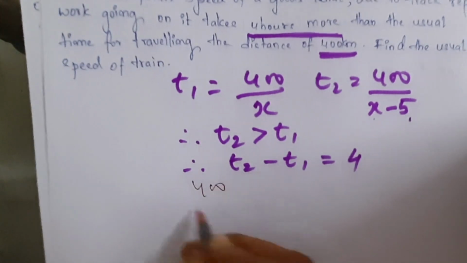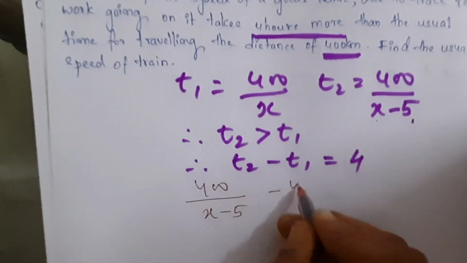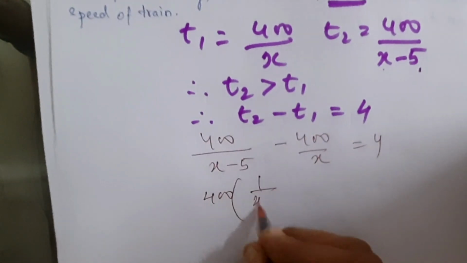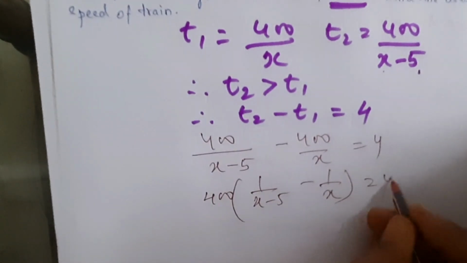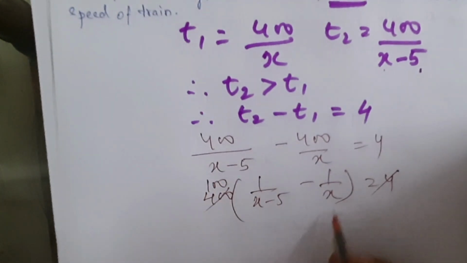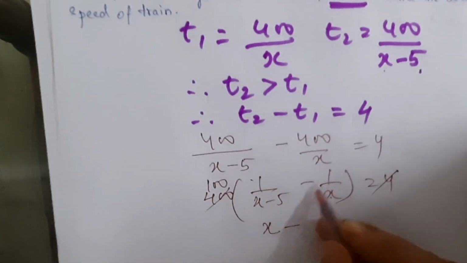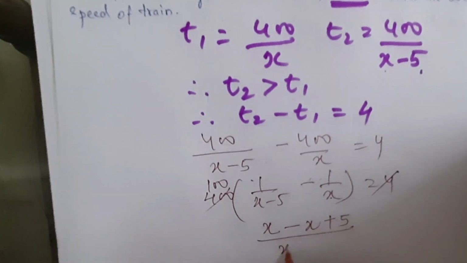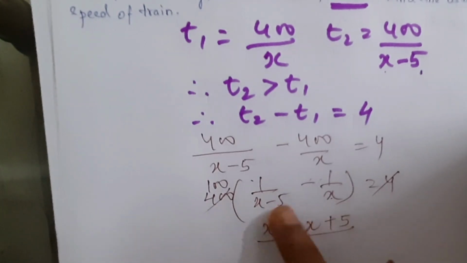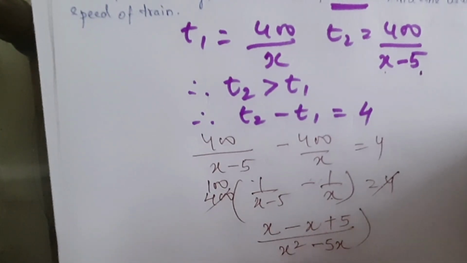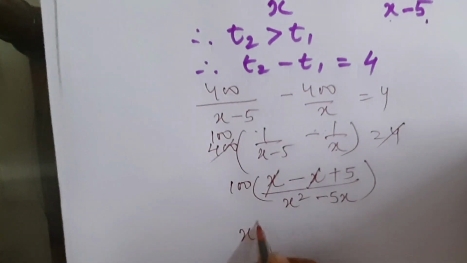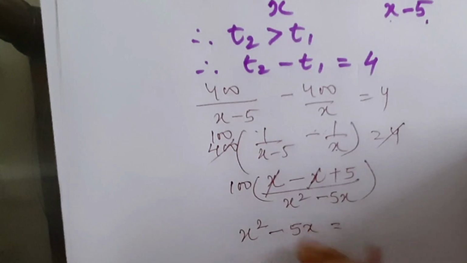Now replace them. T2 is 400 upon x minus 5, minus 400 upon x is equal to 4. Taking 400 common: 1 upon x minus 5 minus 1 upon x is 4. Cancel out, thus it is 100, multiplying x here. Then x minus (x minus 5), minus minus plus, 5 upon x multiplied by x minus 5 is x square minus 5x. Now here we are left with 100. X got cancelled. Thus x square minus 5x is equal to 100 multiplied by 5, which is 500.